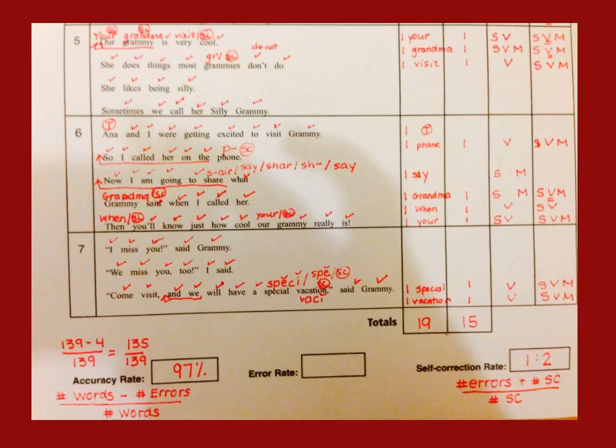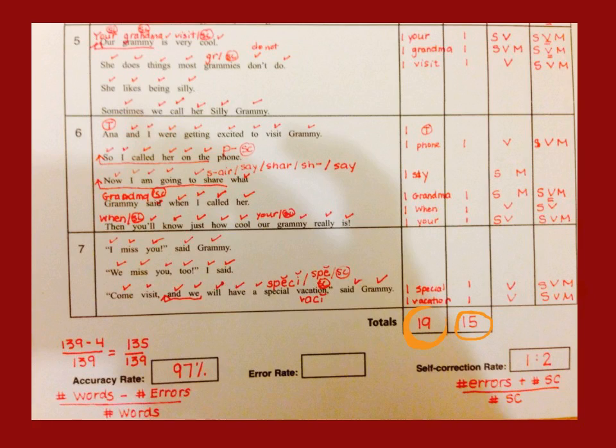we have done some calculations. So first of all, if you add up her mistakes, she had 19. Well, that's a little bit too much, isn't it? She had 19 mistakes, and within those 19 mistakes, she fixed 15 of them. Okay, so that's her self-correction number.